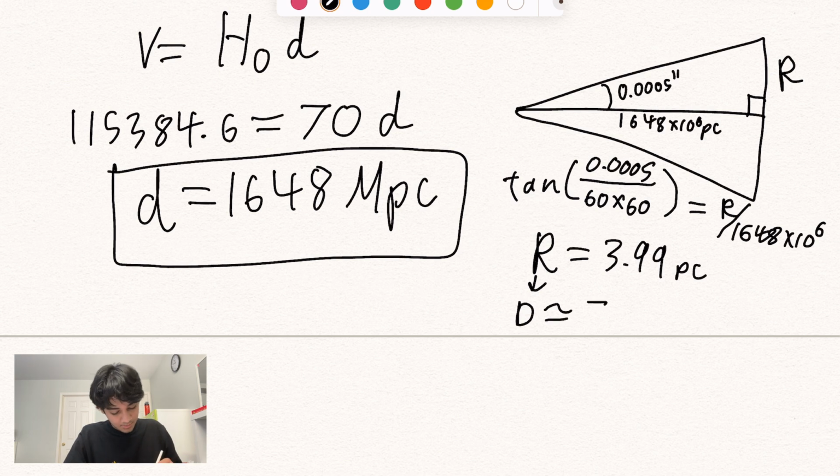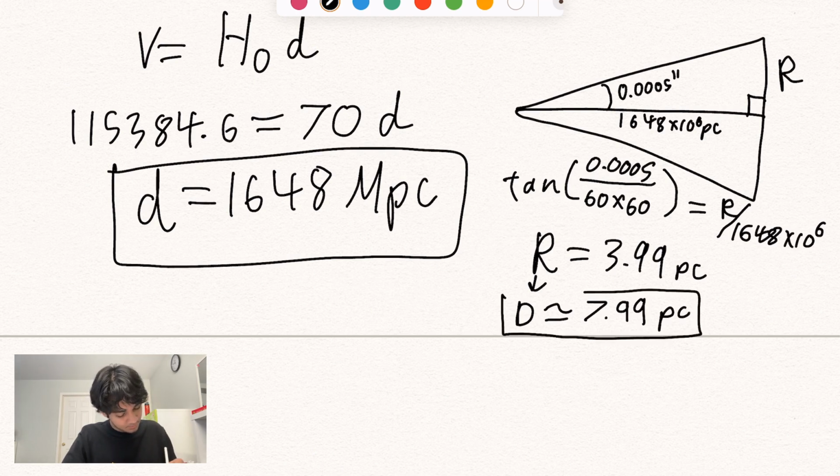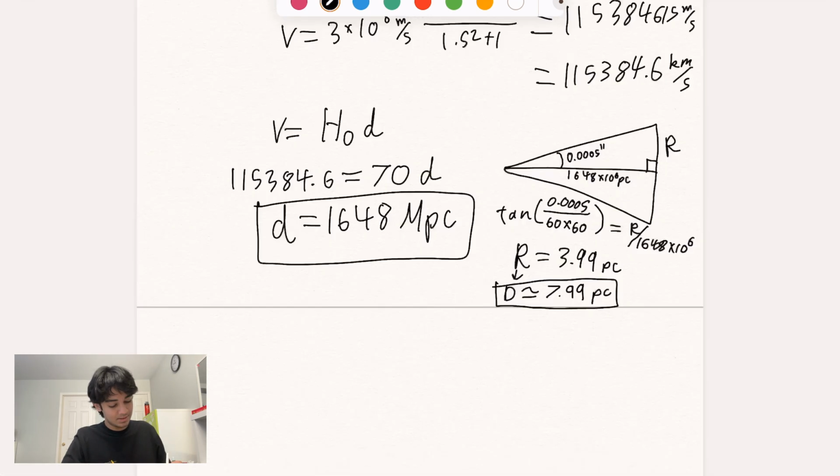So that means our diameter for the galaxy is 7.99. And that's our final answer. This is how far the galaxy is in megaparsecs, and this is how wide the galaxy is in parsecs.